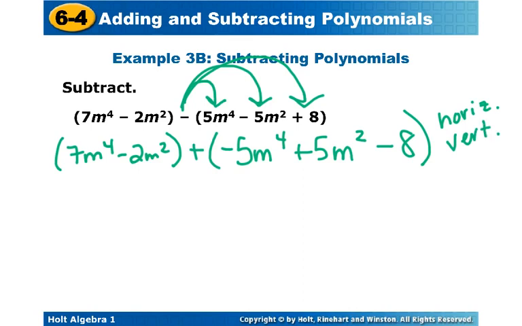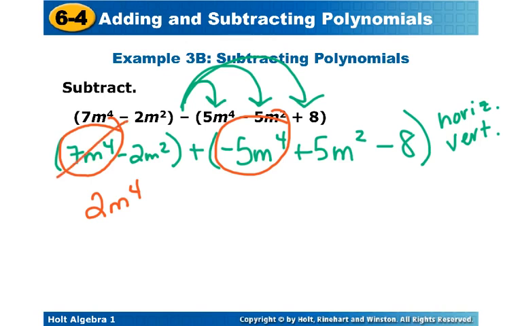I'm just going to do the horizontal method, so just combining like terms. That's going to give me 2m to the fourth. And then next would come a cube term if you have one, which we don't have.